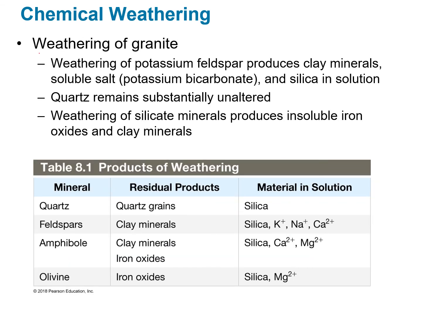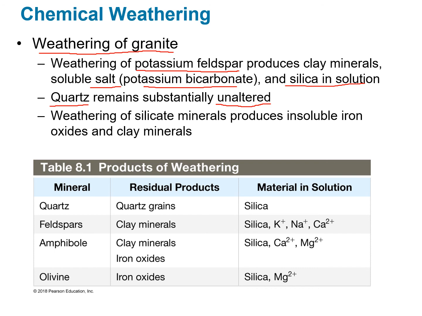So let's take granite, for example, a very common intrusive igneous rock. Granites have a lot of potassium feldspar, and potassium feldspar is susceptible to chemical weathering. When it is exposed to precipitation, it can slowly produce clay minerals, soluble salt or potassium bicarbonate, and then silica in solution. Quartz in granite is very stable, meaning that it's very weather resistant, so it remains kind of unaltered.